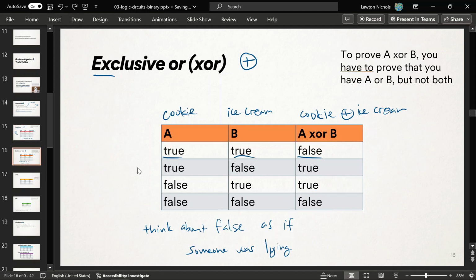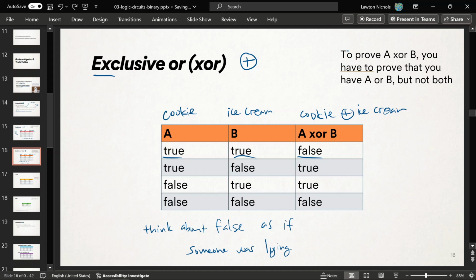For exclusive or, mom was lying to us if we actually could have both. She didn't imply it like that. Or if we didn't end up having any of them, like we got in trouble or something. Mom still lied to us saying we'd have cookie or ice cream. I got none of them.